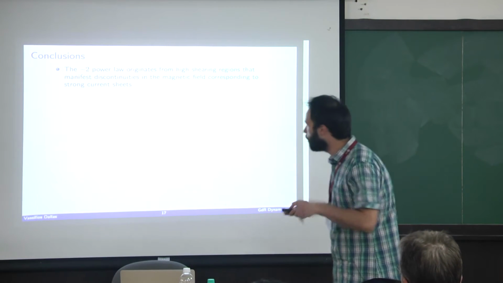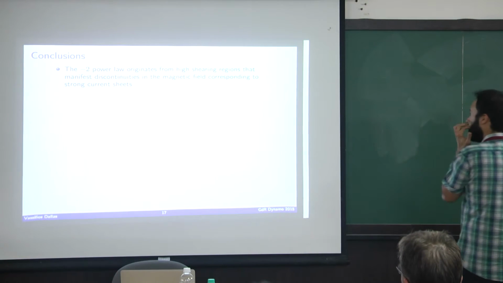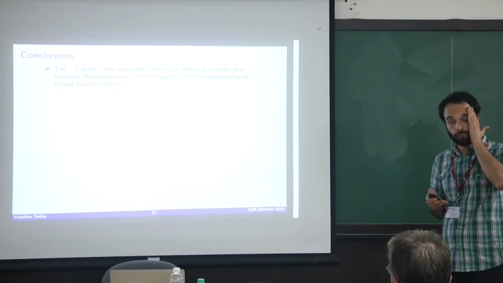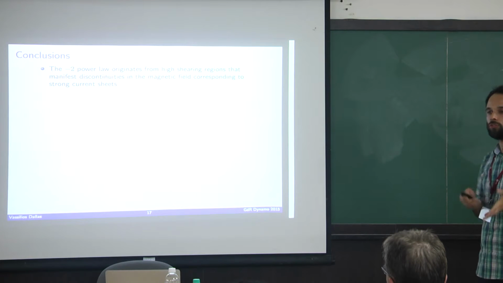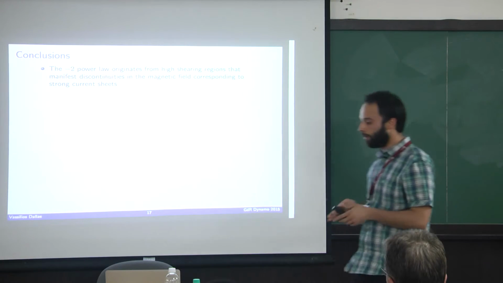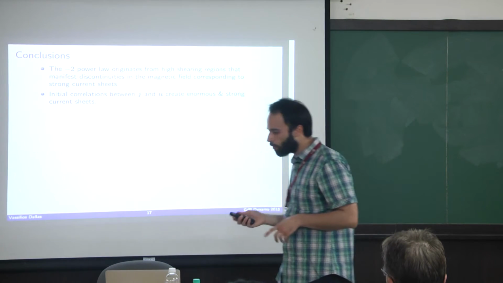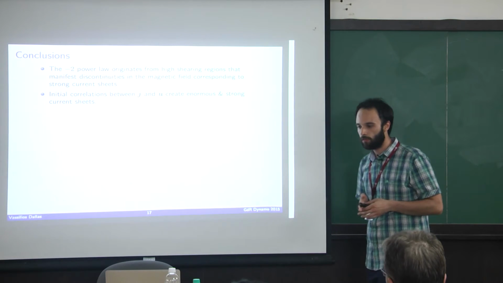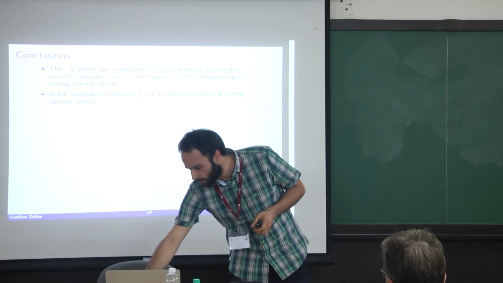So to conclude, the -2 power law originates from high shearing regions that manifest discontinuities in the magnetic field, corresponding to these strong currents and not to weak turbulence effects. The initial correlation between J and U seems to create these enormous strong currents that are not usually observed.